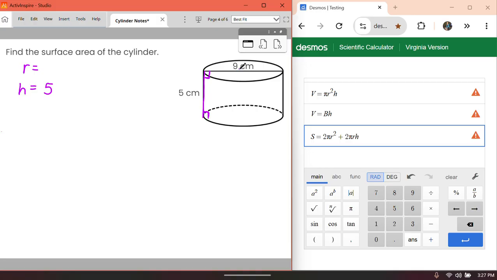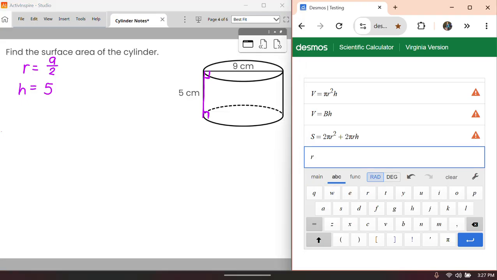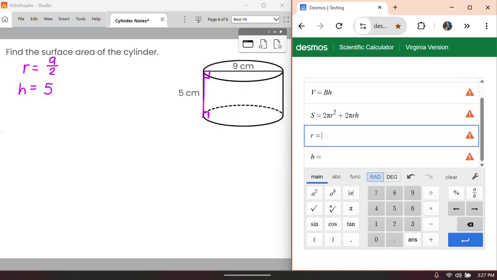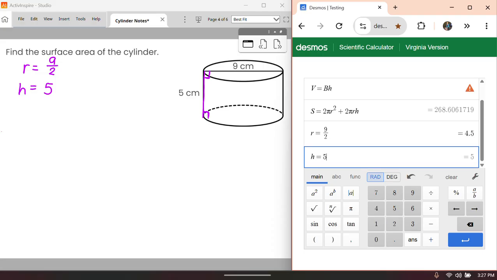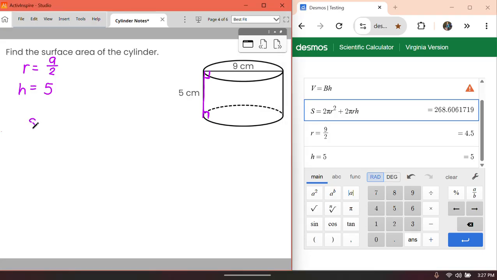And that's because my diameter is 9. So my radius is going to be whatever 9 divided by 2 is. And I'm not even going to bother to figure that out right now because Desmos is going to do that for me. So when I come over here to Desmos, I'm just going to put in my radius and my height, and I'm going to let Desmos do my work for me. 9 divided by 2 and 5. And then up here, I can see my answer. My surface area equals 268.6 centimeters squared.